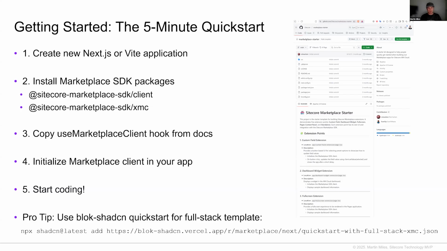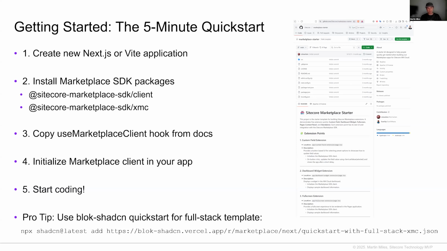So third, copy the use marketplace client hook. This is the code from the official documentation. That is a custom React hook that handles initialization of the SDK client. The documentation provides the full code, so you can just copy and paste it into a project with no effort. Fourth, you need to initialize the marketplace client in your app by importing and using that hook in your components. Finally, fifth, you just start coding, run your development server, and start building your app functionality.